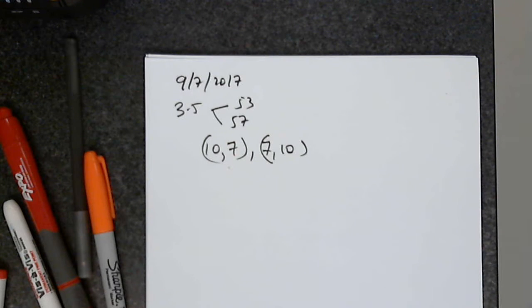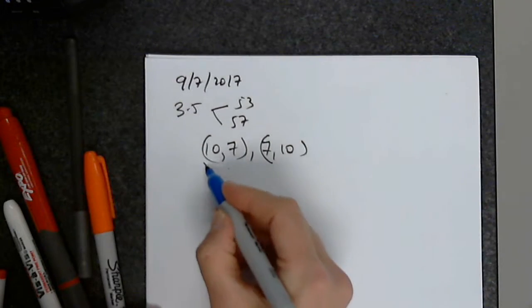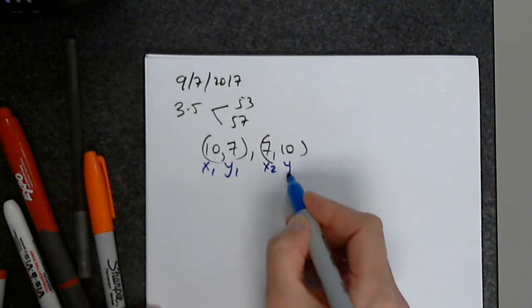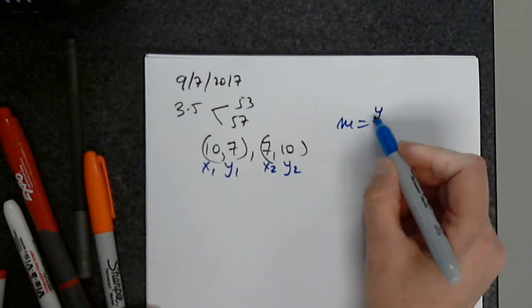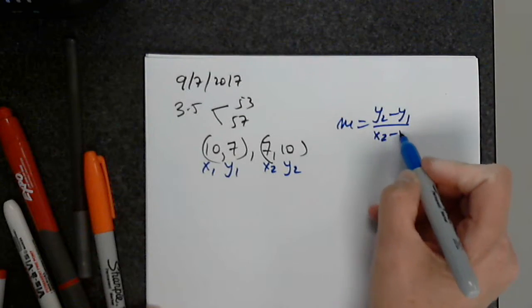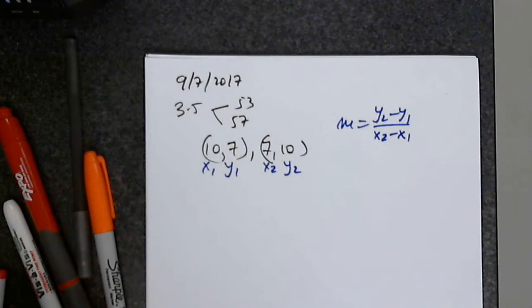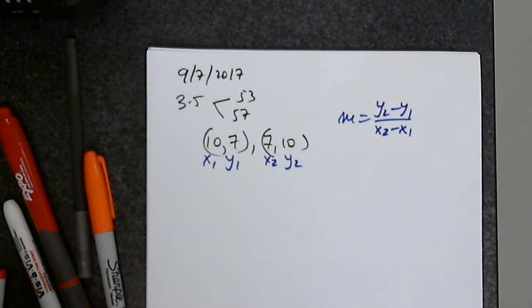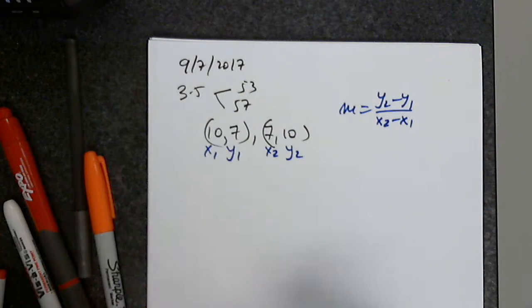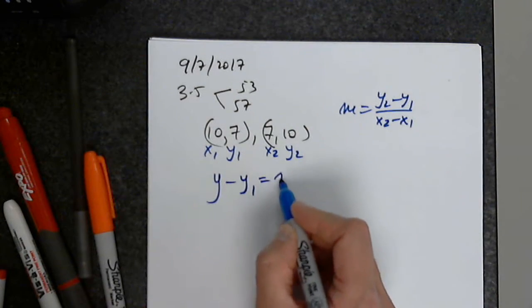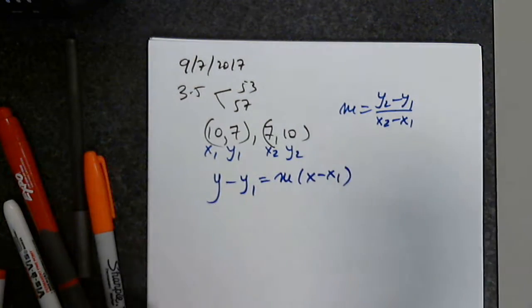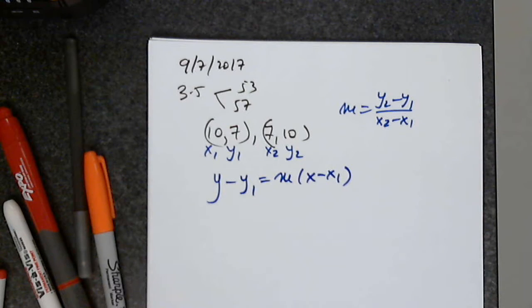So it's going to be y2 minus y1 over x2 minus x1. If this is x1, y1, and this is x2, y2, I have to use y2 minus y1 over x2 minus x1. And I will determine a number. And then? Then it's y minus y1 equals m times x minus x1. Very good.